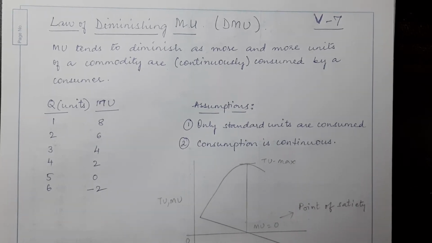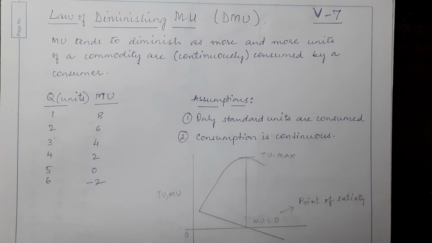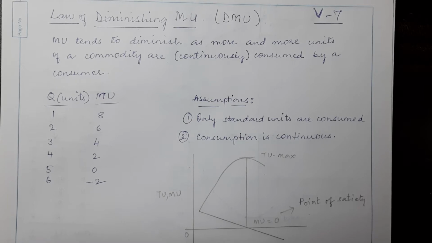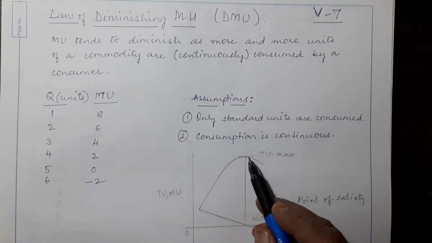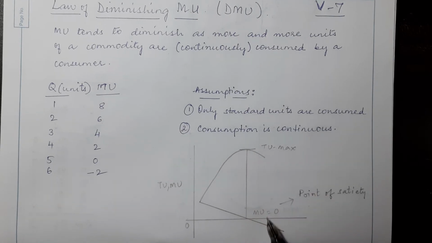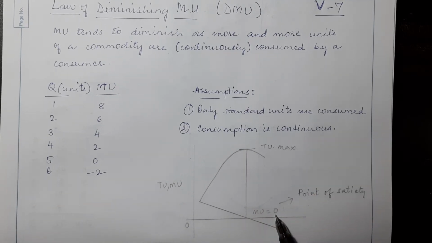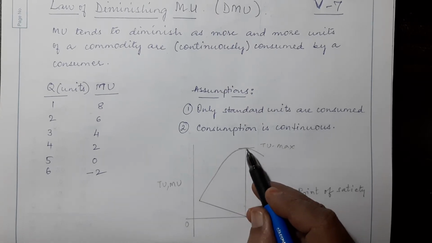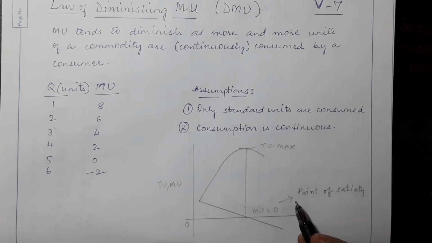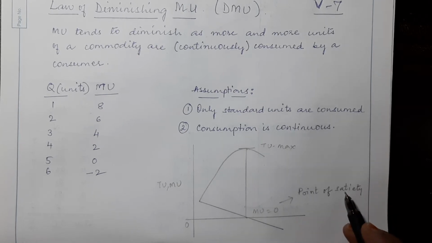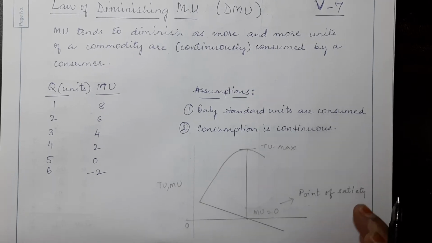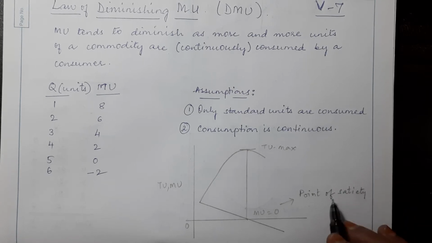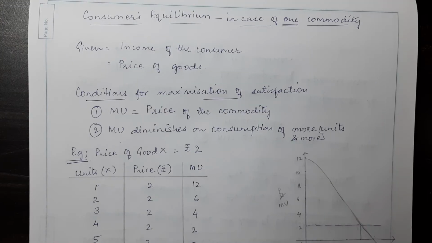Now, we also saw in our last video, when we represented the total utility and marginal utility graphically, that when the total utility is maximum, the marginal utility is equal to 0. This point where the marginal utility is 0 and the total utility is maximum is called the point of satiety, or the point of maximum satisfaction.